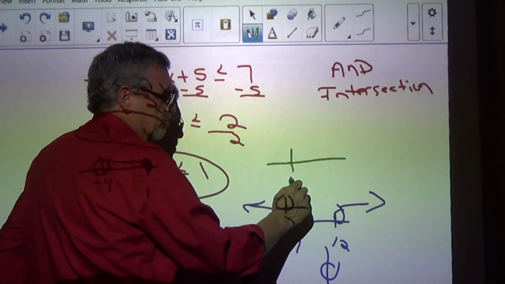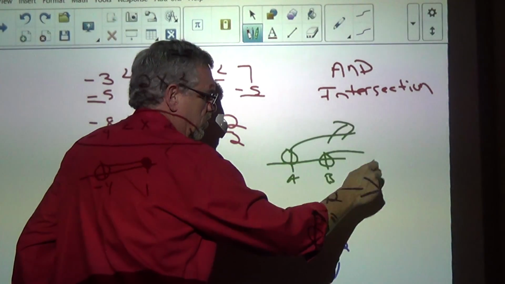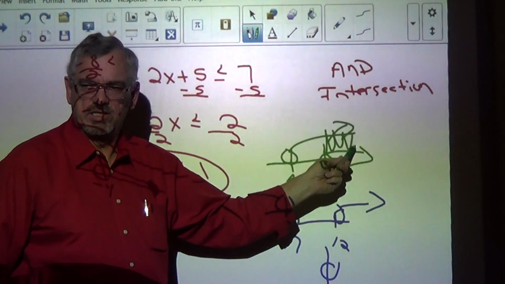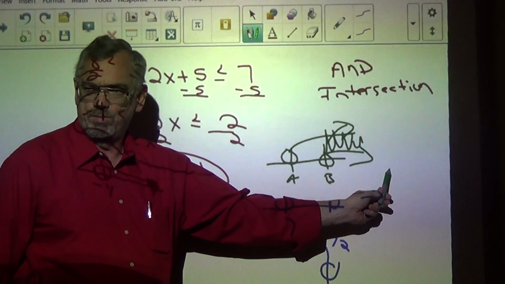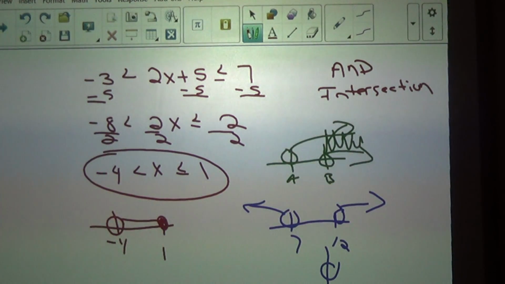So what would happen, let's just call that A and B, and let's say they go this way. All real numbers? No. See, right there's where the intersection is, isn't it? So it'd just be greater than that number. Or if it went the other way, it'd be less than that number. So there's three possibilities that you can get.